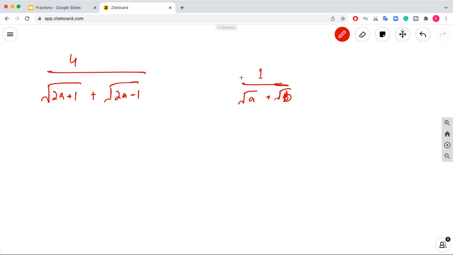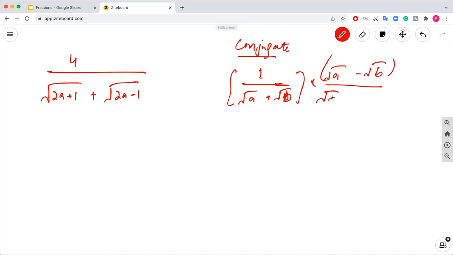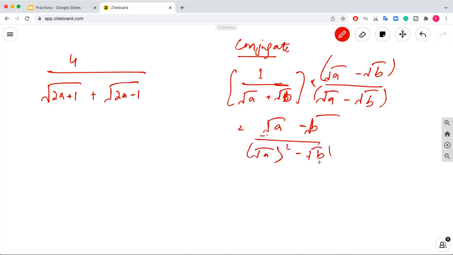Root A plus root B. For example, if we have 1 over square root of a plus square root of b, we have to multiply the negative part. This is actually the concept of conjugate: we multiply the same thing with a negative sign and divide by the same value, that is, square root of a minus square root of b. So this will be square root of a minus square root of b divided by square root of a squared minus square root of b squared, which in the denominator is equal to a minus b, right?